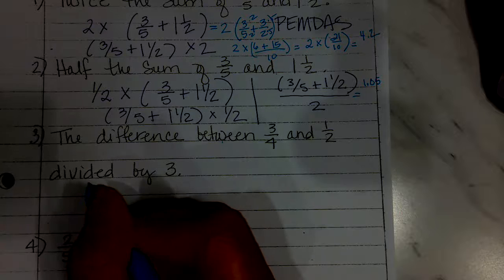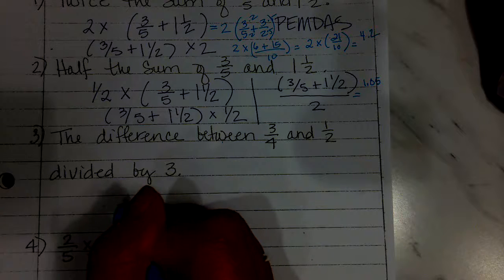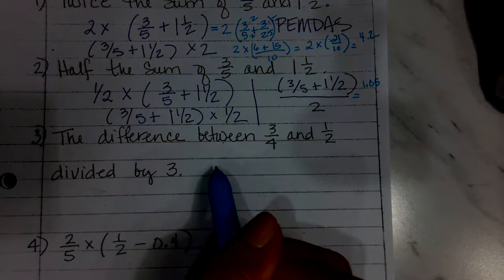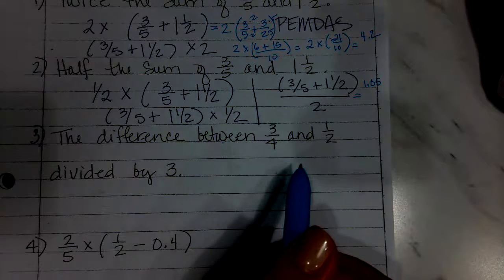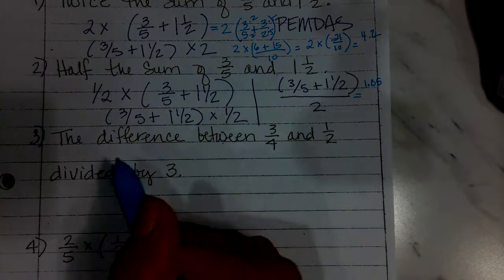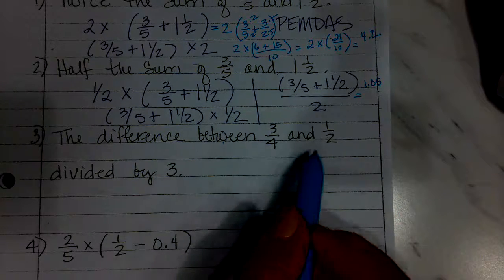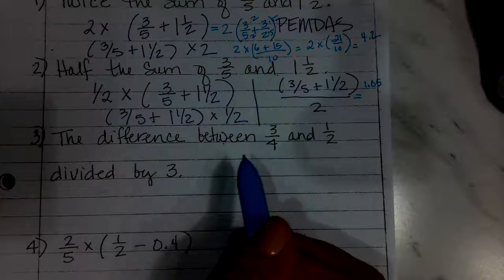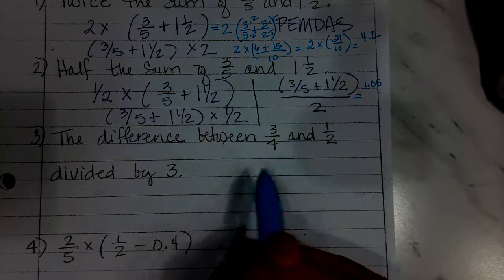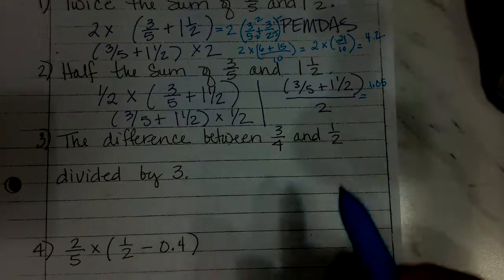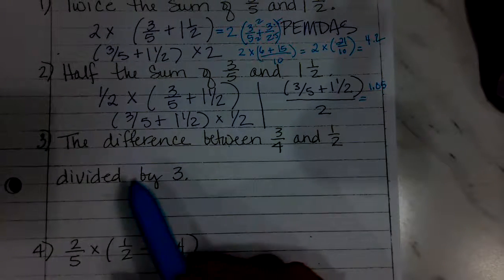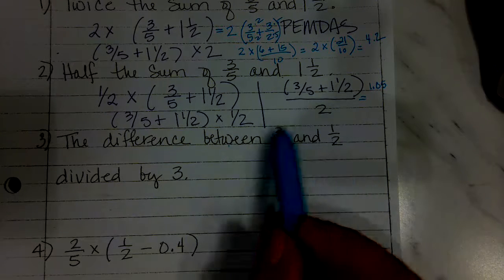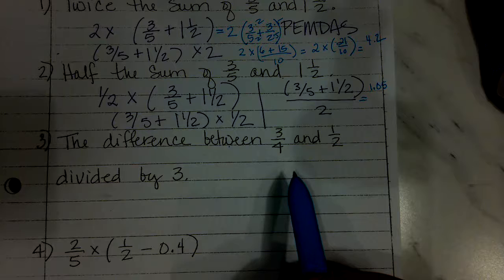Well, the difference means subtract, right? So 1/2 is being subtracted from 3/4. So the difference between 3/4 and 1/2. So half is being subtracted from 3/4, and then the last part says divided by 3. So we can put parentheses around this subtraction expression and then write divide 3.